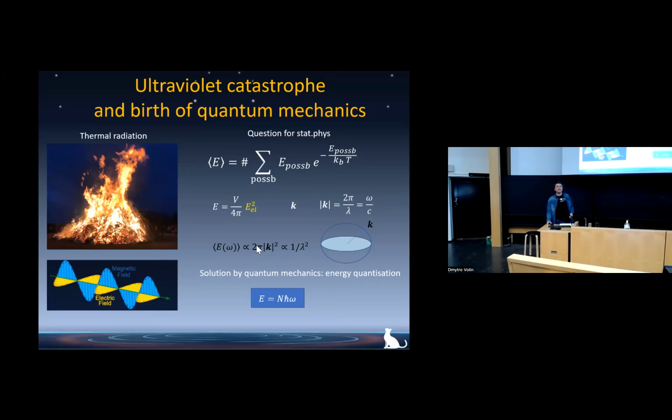4 pi. It's slightly wrong, but okay. And because k is 1 over lambda, what you see here is that this energy becomes infinite when the wavelength goes to 0. This is what is called the ultraviolet catastrophe. Classical physics predicts that an immense amount of energy should be emitted at very short wavelengths. And well, this of course cannot happen in reality. This is a catastrophe for the classical prediction.